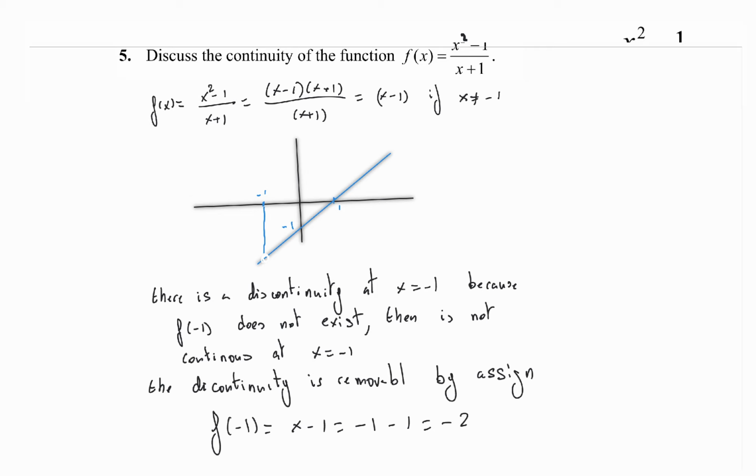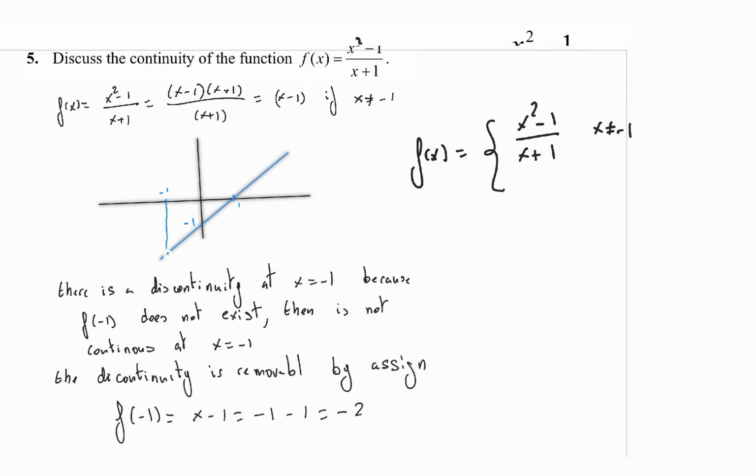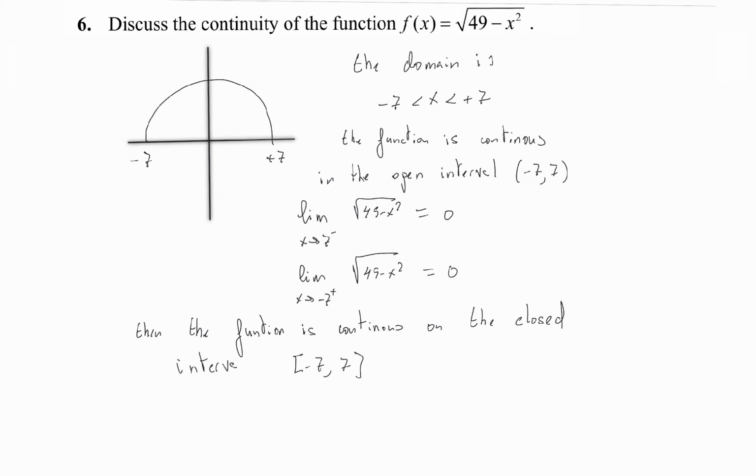And now the function is continuous if f of x is equal to x squared minus 1 divided by x plus 1 when x is different than minus 1, and f of x equals minus 2 when x equals minus 1. At x equals minus 1 it is not defined by the formula, but I take this value, minus 2. And now the function is continuous. Let's go to problem number 6.